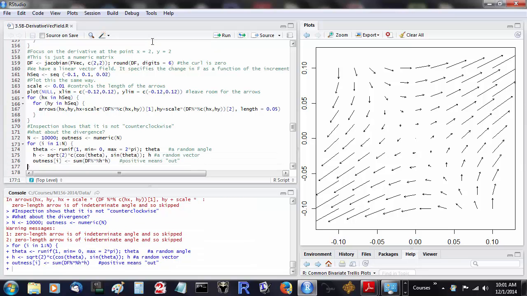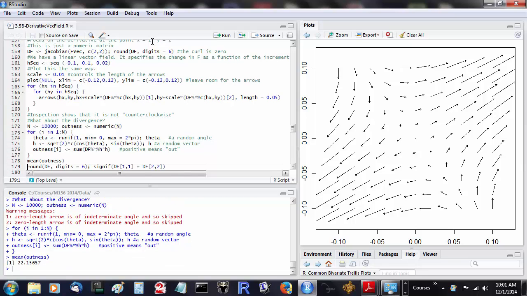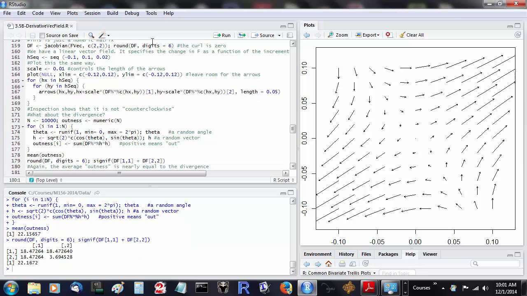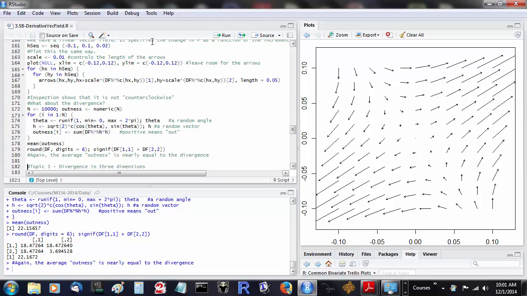We'll calculate the divergence by our standard averaging technique. The mean outness is 22.15. The trace is 22.16. This is a field that has a positive divergence, basically because where it goes out, the vectors are much longer than where it's coming in.